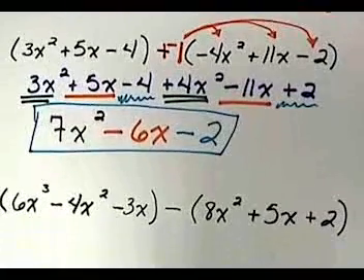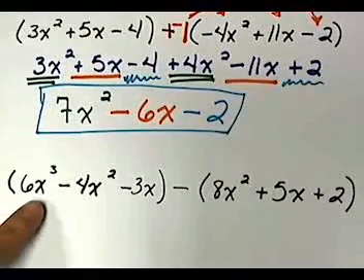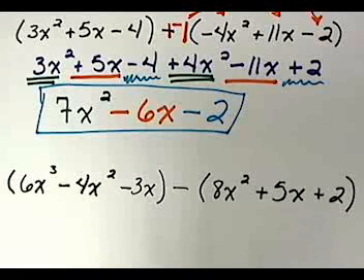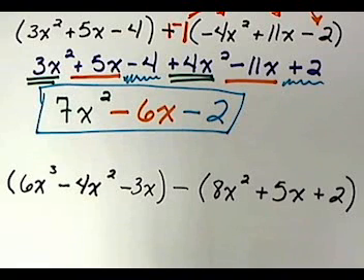Here's another problem. Here I have 6x cubed minus 4x squared minus 3x, and I'm subtracting the polynomial of 8x squared plus 5x plus 2. I would pause it now and see if you can work this one through yourself. Okay, let's see how you did.